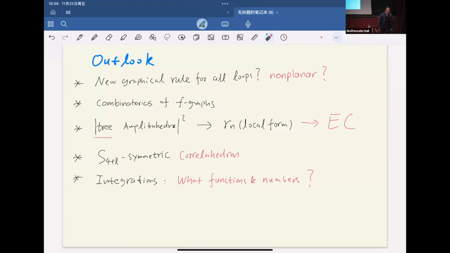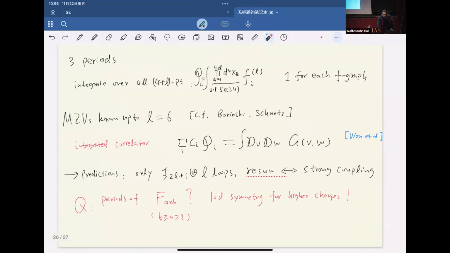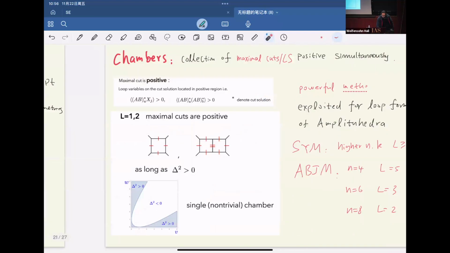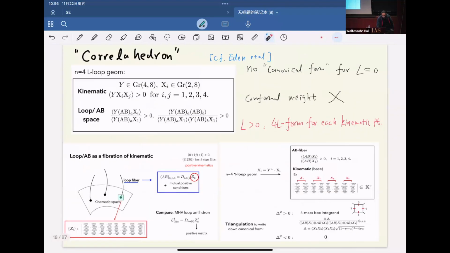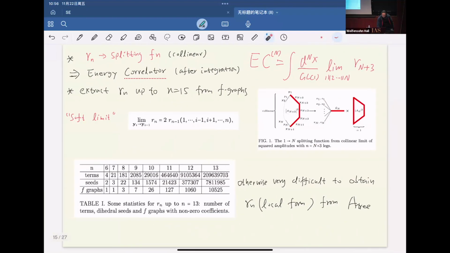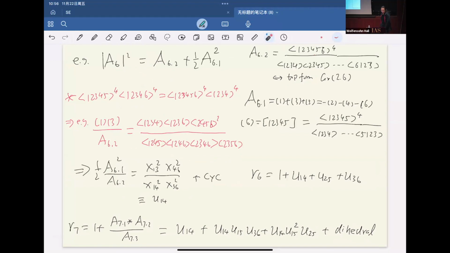I just wanted to ask, have you looked into, in the energy correlation, when you look at the tree amplitude squared, do you see some structure, like at 6 points it is pretty obvious, which is the MHV bar from the NMHV squared. But when you go up to higher points, you get a much more refined structure. Yeah, very good question.